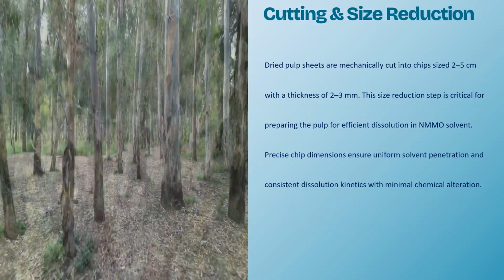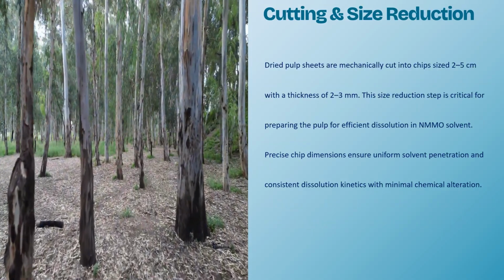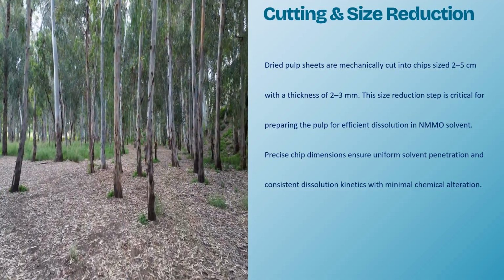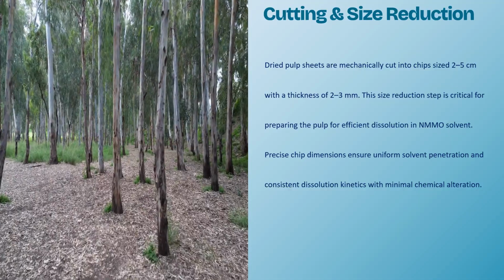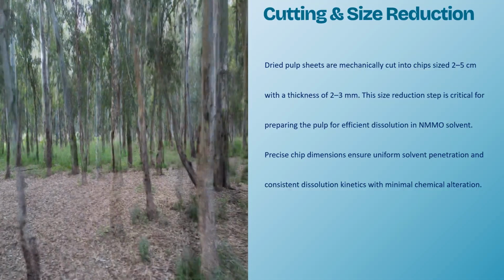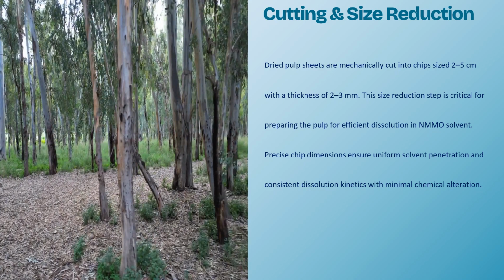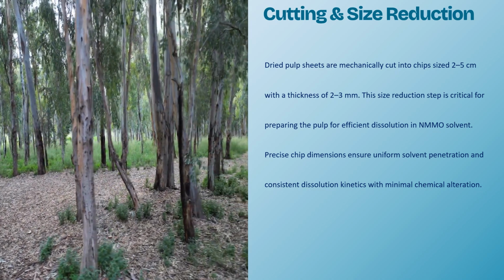Before dissolution, the dried pulp sheets are cut into smaller pieces or chips. Typically, the chips are about 2 to 5 centimeters in size and 2 to 3 millimeters thick. This size reduction increases the surface area available to the solvent. Uniform chip size helps achieve faster and more homogeneous dissolution in the NMO solvent.